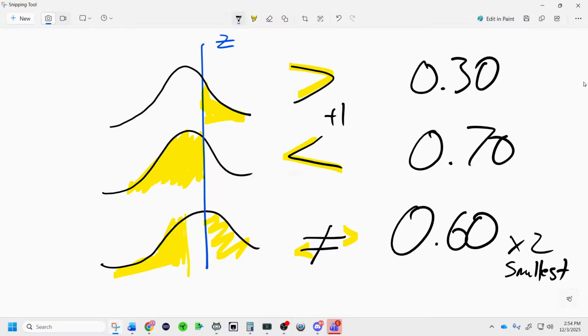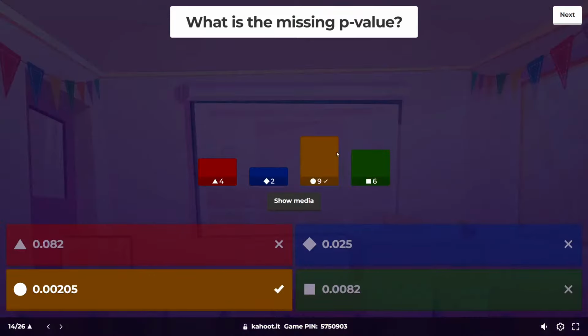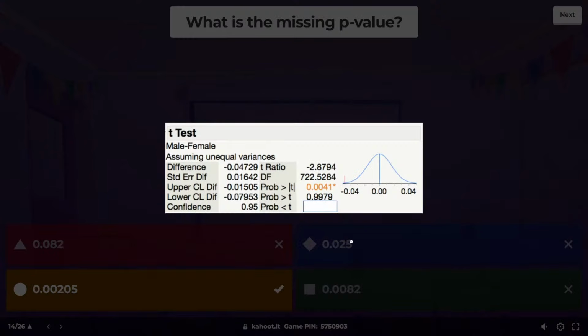Yep. So it's going to be 0.60. So let's look at our result here. Got it. Don't worry. But look at how it works. So this is the does not equals p-value. But look, wait, this is the less than.